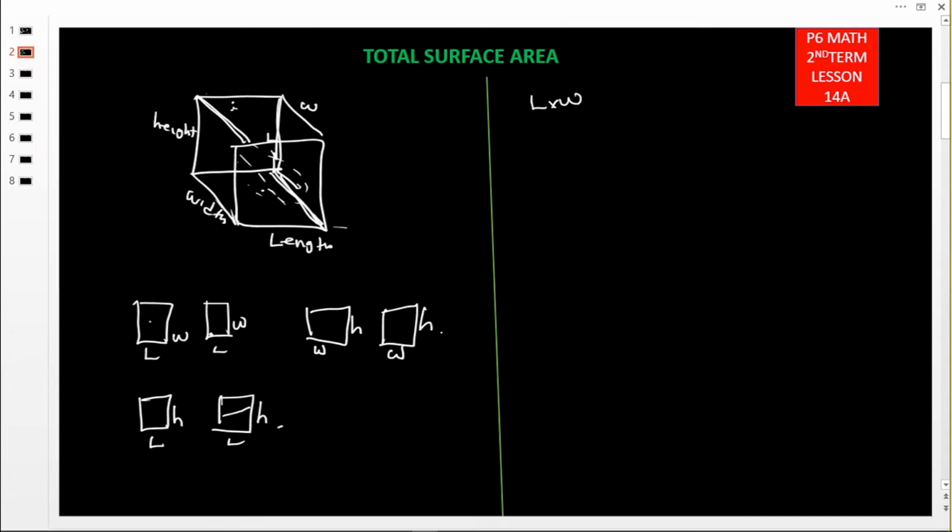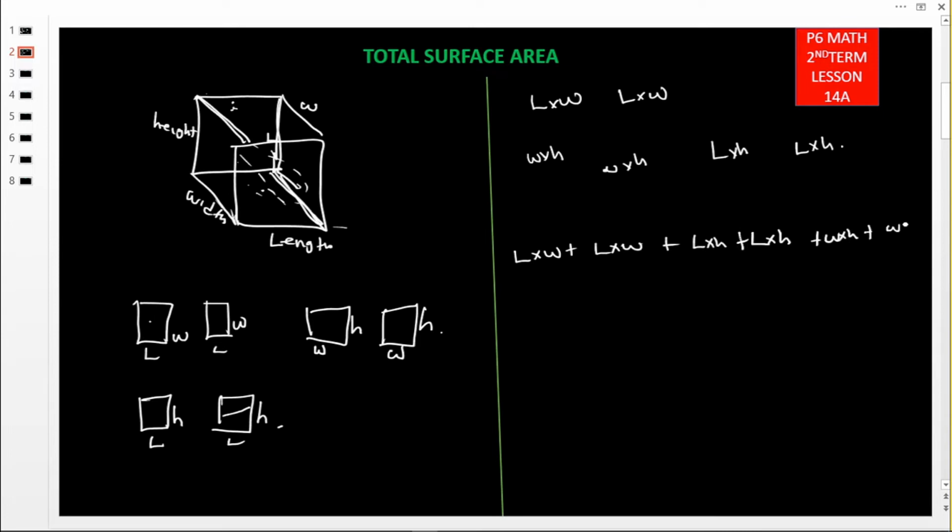Width. Then there are 2, so we have length times what? Width. Then when you come to these faces, it will be width times height. Then this one will be width times height. Then when you come to this one, it will be length times height. Then this one will also be length times what? Height. But because we are dealing with total surface area, we are going to add the areas of all these faces, that is length times width plus length times width, then plus length times height, plus length times height, then plus width times height, plus width times what?